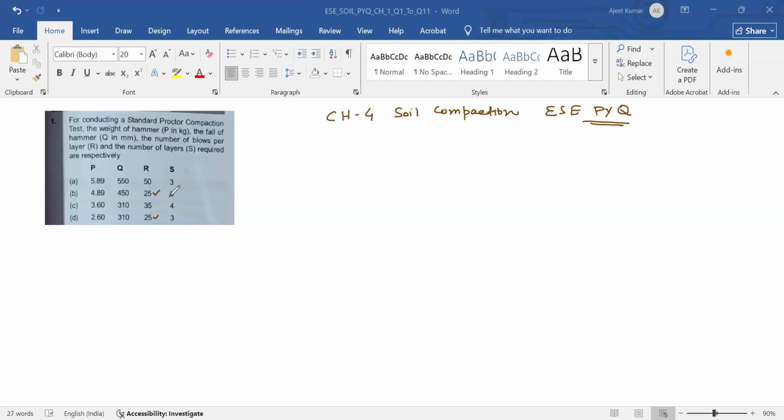And sorry, the number of layers is 3. So this may be the answer. And the number of blows is 25. So this and the weight of hammer is around 2.495. 2.495 is very close to 2.60. So the answer will be D.